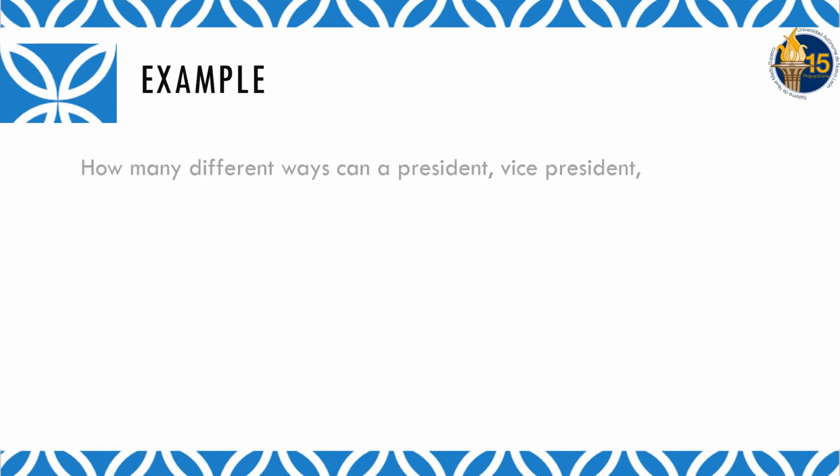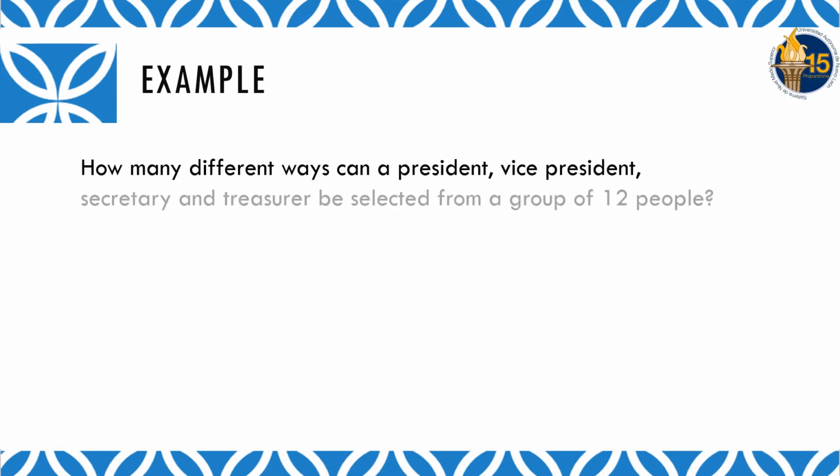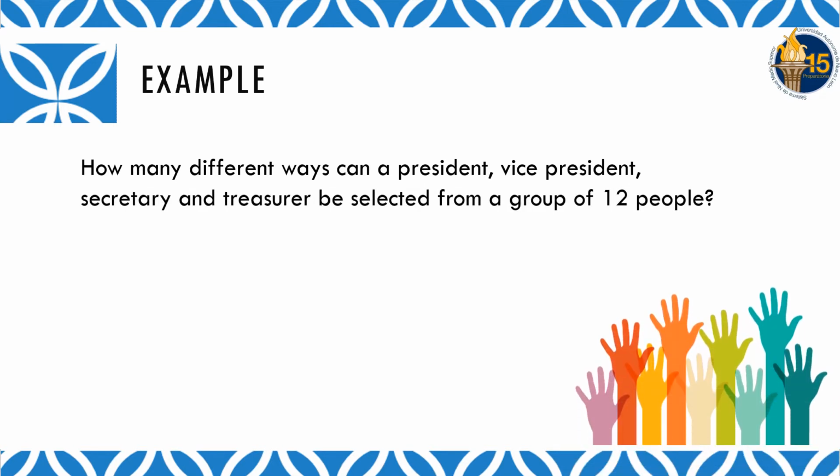Example: how many different ways can a president, vice president, secretary, and treasurer be selected from a group of 12 people? As you can see, the order actually matters. That's why it's a permutation problem, because the order makes a difference. So, we need to apply the permutation formula.